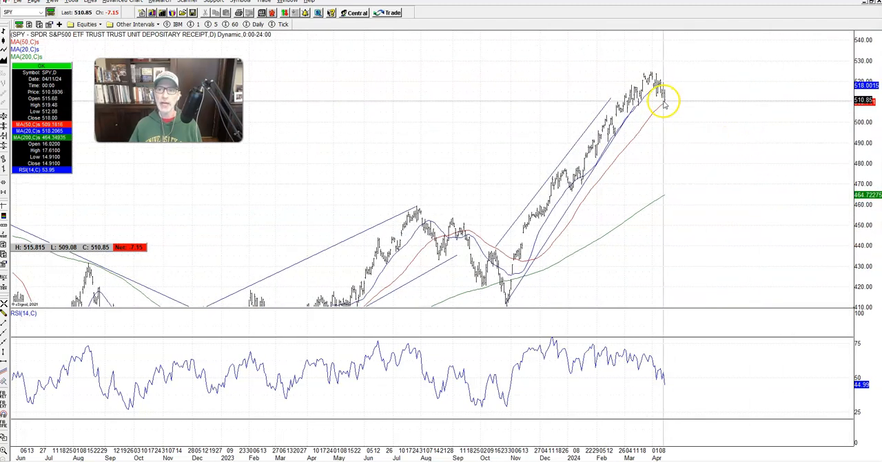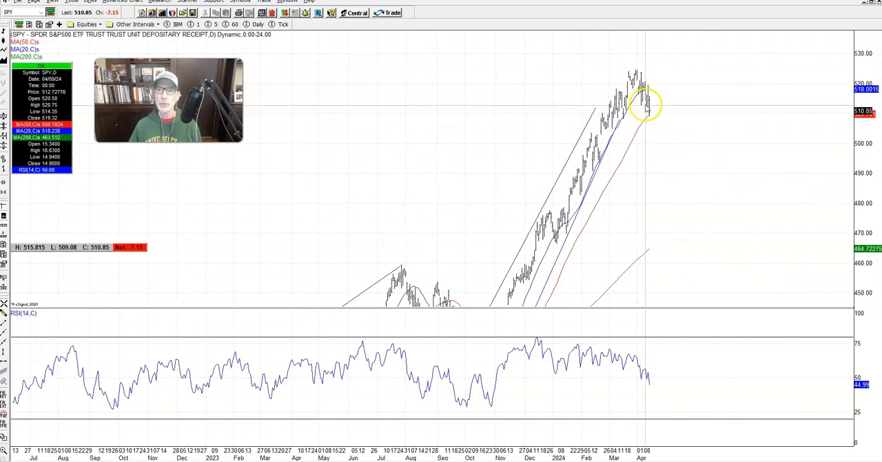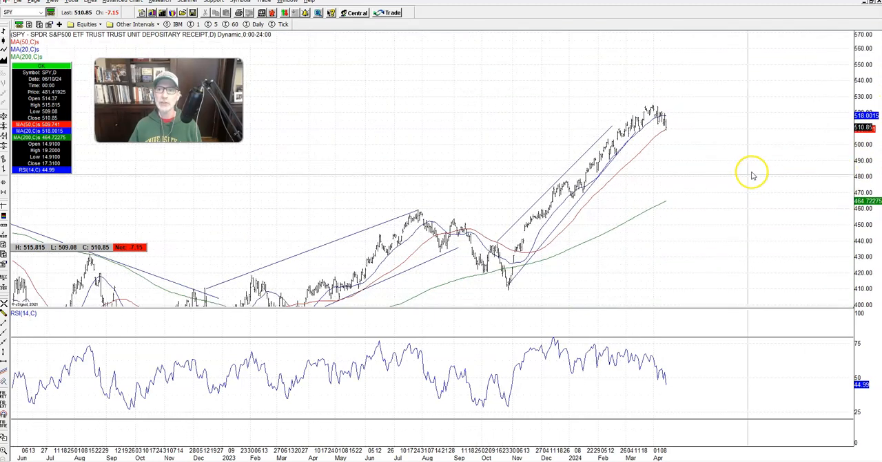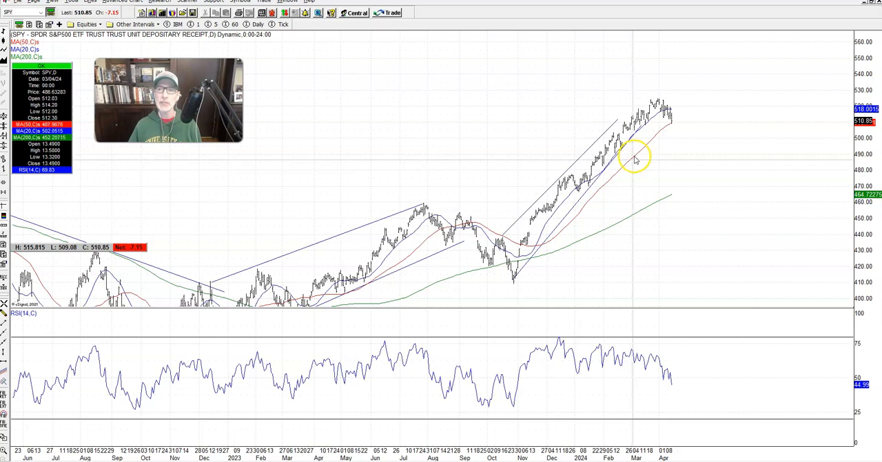And this is Friday right here, April 12th, 2024. This one bar, let me open this up a little more. This one bar right here was Friday, April 12th, and we had a down day. Okay, but you can see right where it stopped. It stopped right on the 50-day moving average.